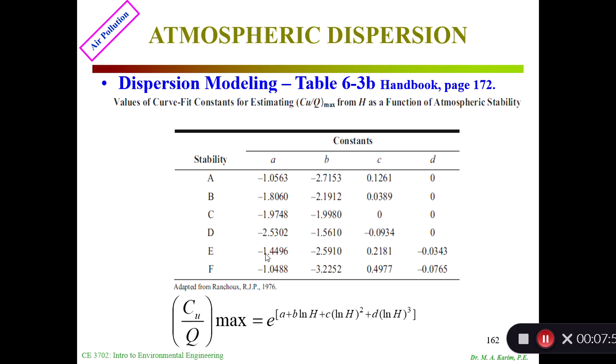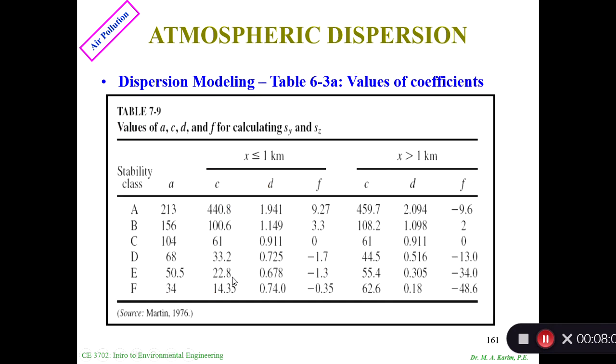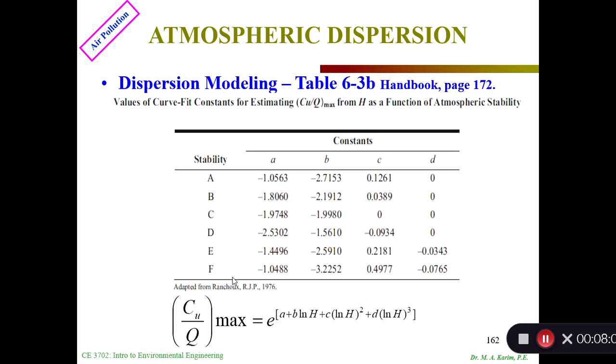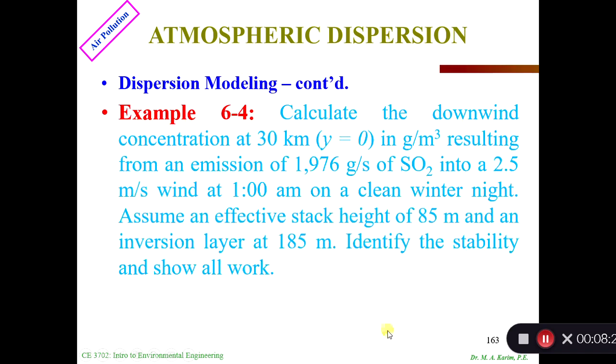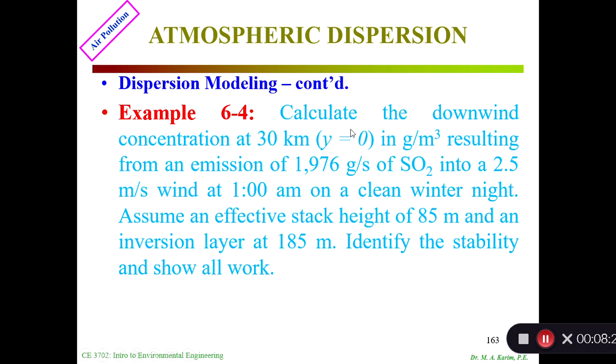So in this case, stability A, B, C, D, we get the values for A, B, C, D, and F, all of them. You remember this is the one from which we can get the value C over Q. We can get it from the graph, right, or we can get it by using the equation. This is the exponential equation: A plus B ln H plus C ln H squared plus D ln H to the power 3. H is the stack height, and A, B, C, D come from here. Let's try to solve a problem and see how we can use the data that we learned before.